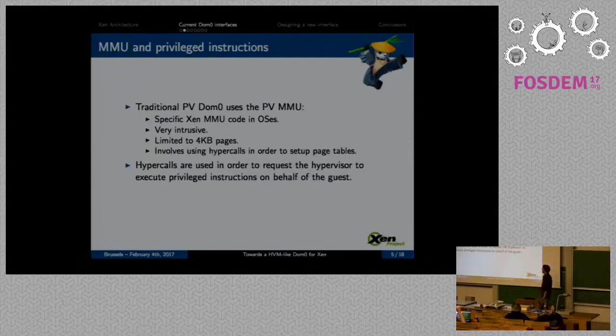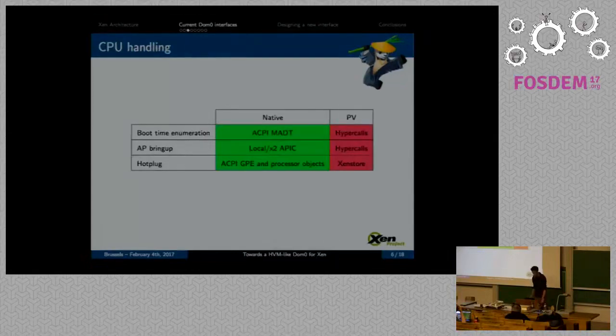And it involves using hypercalls in order to set up your page table. So it means that every time you want to do a fork of a task or something like that, you have to issue hypercalls to the hypervisor, and the hypervisor has to create the page tables for you, and it's very intrusive. And finally, also, PV guests cannot use what's called privileged instructions, so they have to resort to the hypervisor in order to execute them on behalf of the guest. This also involves using hypercalls.